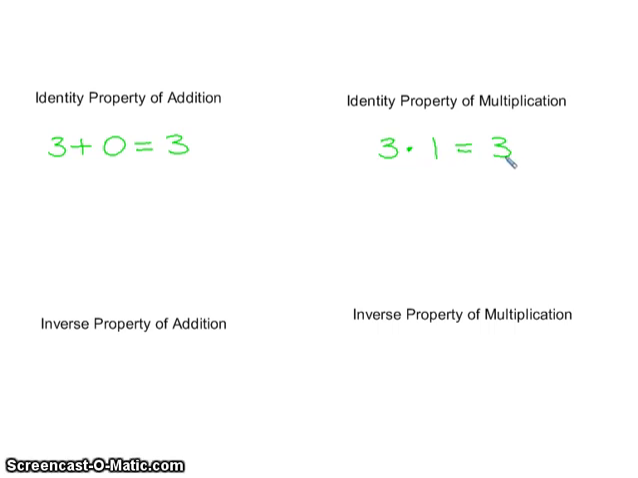3 times 1 equals 3. The inverse property of addition is when we take 3 plus its opposite, which is -3, or its inverse, and we get 0. And the inverse property of multiplication is when we take 1/2 times 2/1, and we get 1. So keep all these properties in mind because they're really, really important.